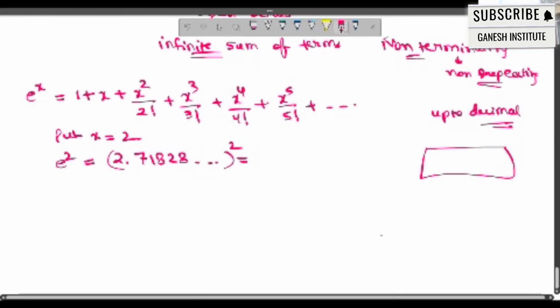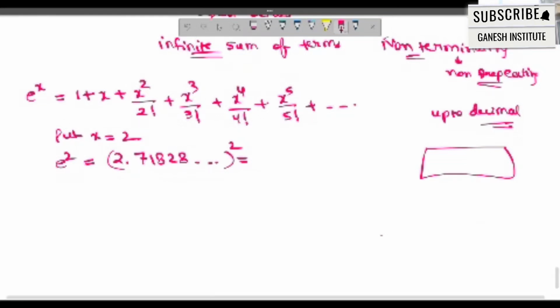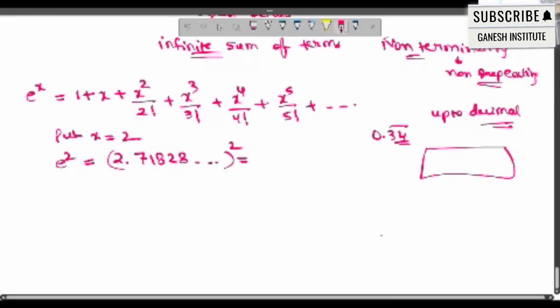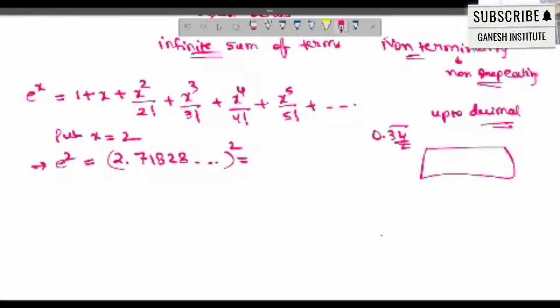Is it because it is non-terminating? Yes, non-terminating. It is not stopping. Also, it is not repeating. Otherwise, I could have written it like 0.34 bar, because these two terms would repeat. Now, this is the calculator thing which we have done.